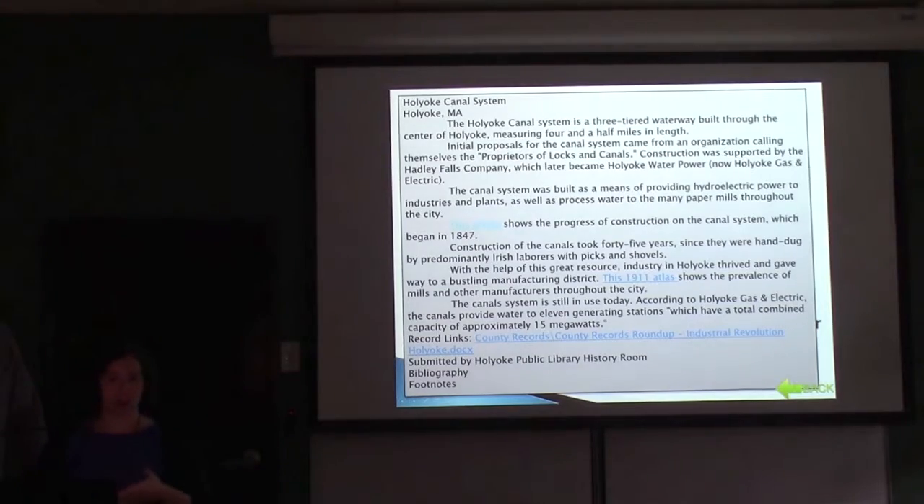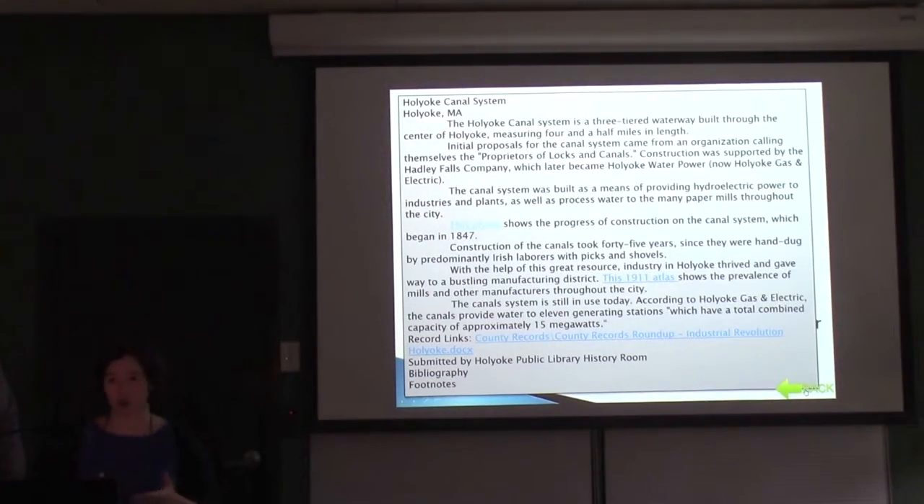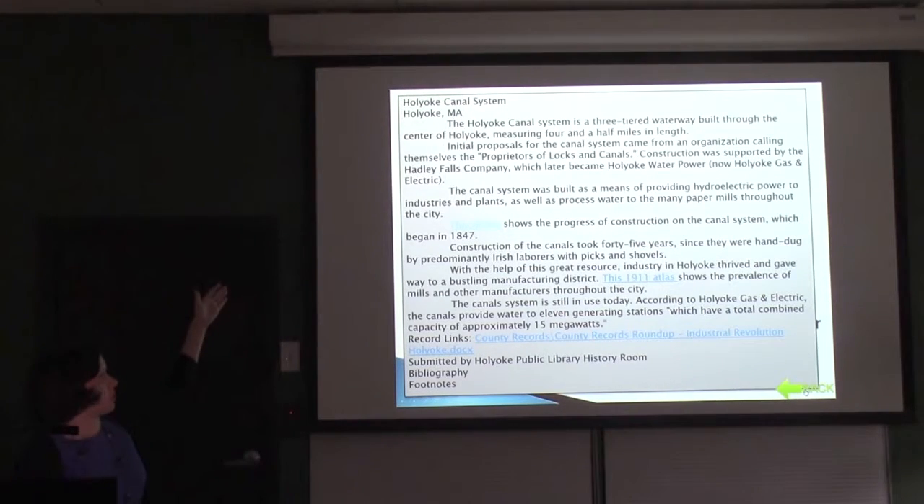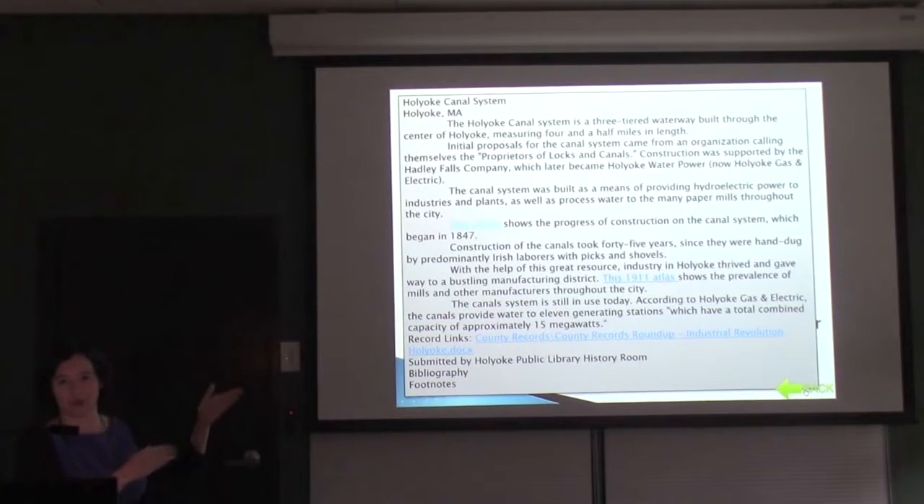So we decided to start with the Holyoke Canal System. That's what everyone on the team agreed on, since we have a lot of records that relate to that. And we also put together a series of features that created this picture of Holyoke during the Industrial Revolution. So up on the screen right now, you see an abridged version of the research we compiled on the Holyoke Canal System. This is just what would fit in the box. When we have an actual site with a scroll bar, we can include more.